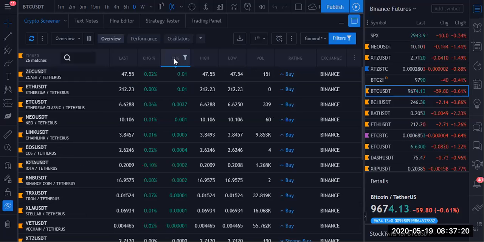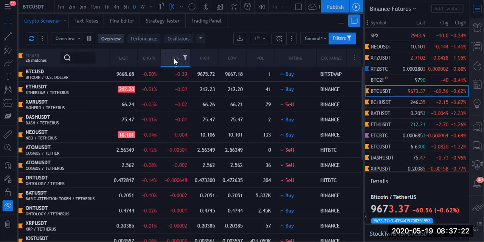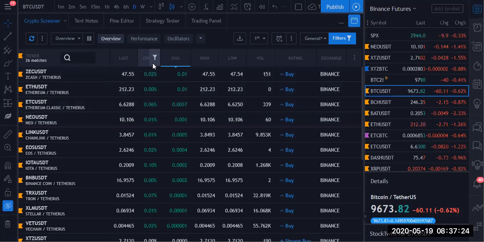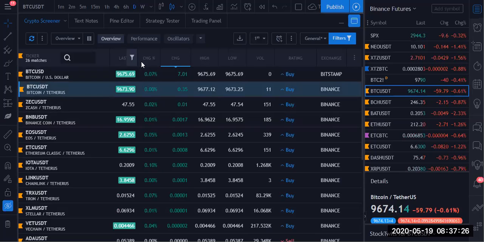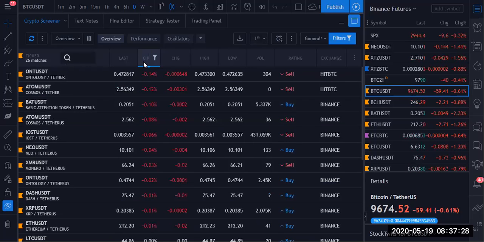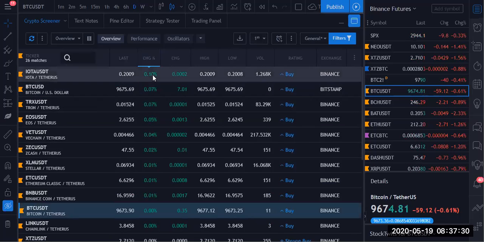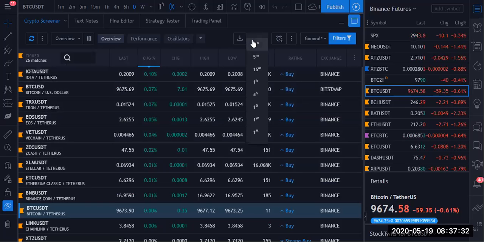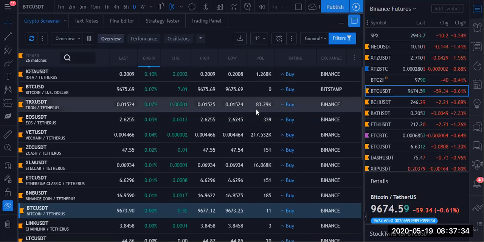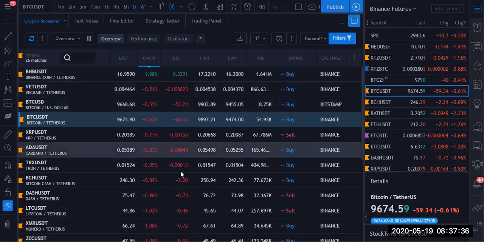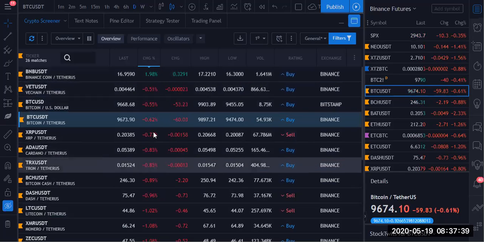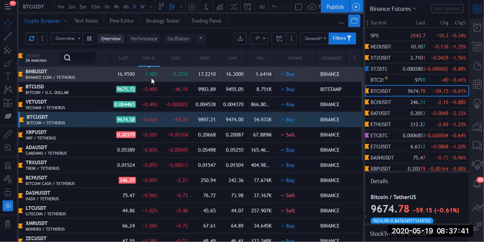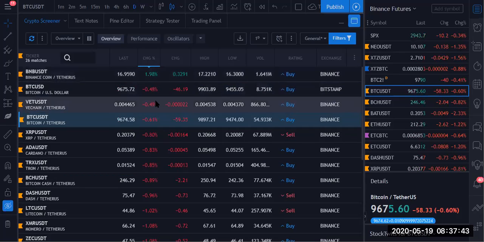You can do percentage change, or the change in actual price. What I like to do is look at percentage change, and let's take this off the 1 minute. I like to look at the 1 day because this gives us the reading of the direction. And Binance appears to be the only one on this list that's positive.